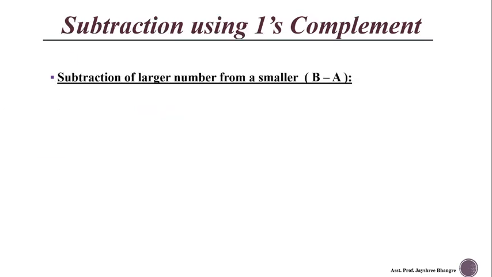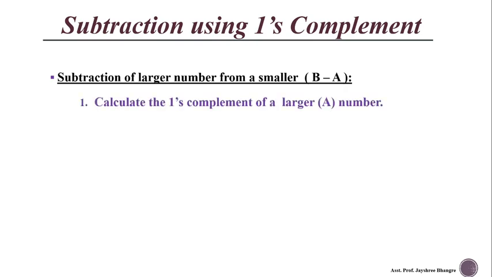Now if we want to subtract a larger number from a smaller number, I have taken over here B minus A, where B is smaller and A is larger. So we have to follow some steps. Again, the first step is to calculate the one's complement of the larger number. That means again we have to take the complement of the subtrahend or the negative number. Remember, the one's complement must be taken of the negative number or the subtrahend.